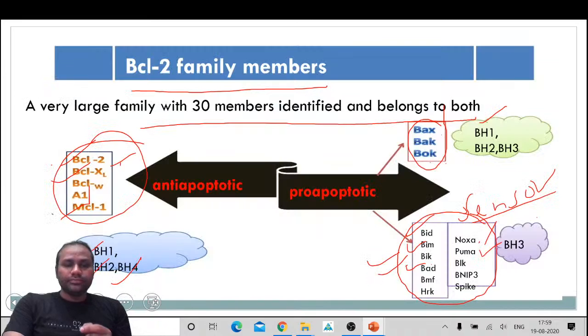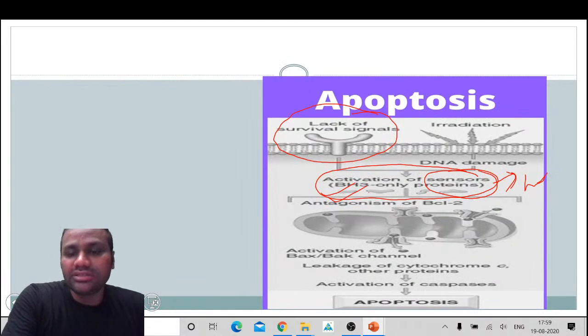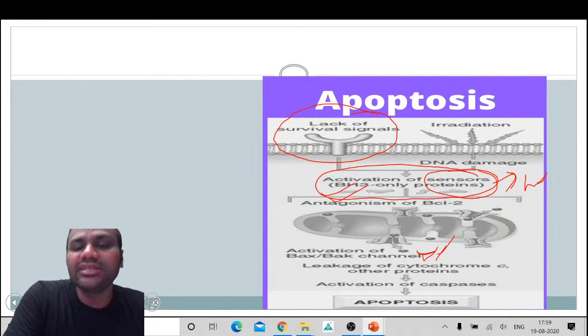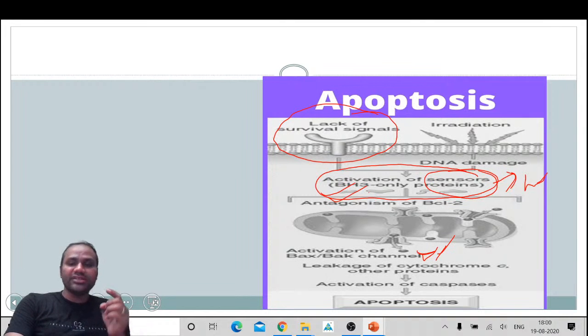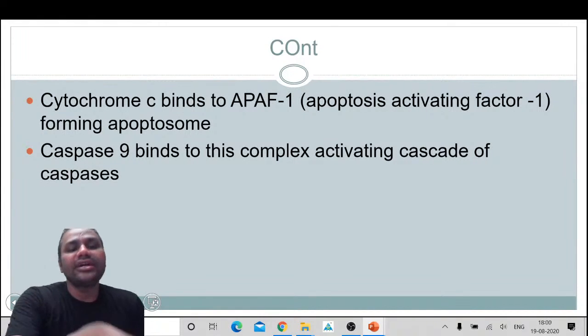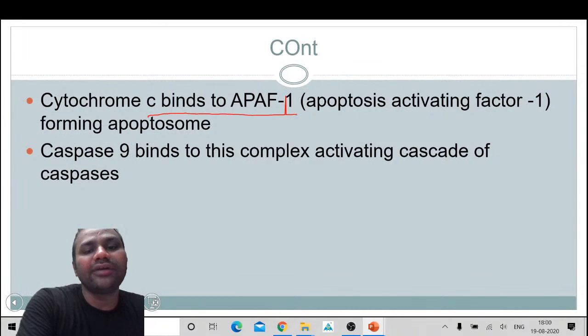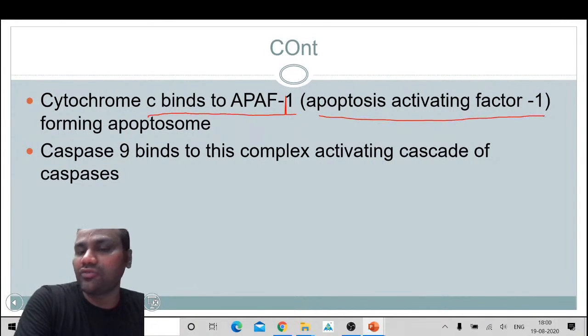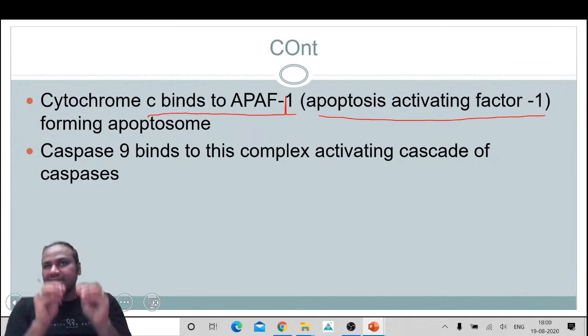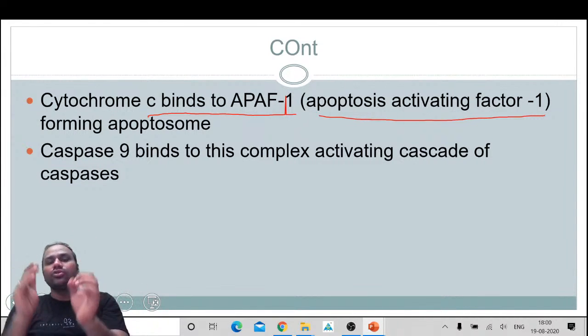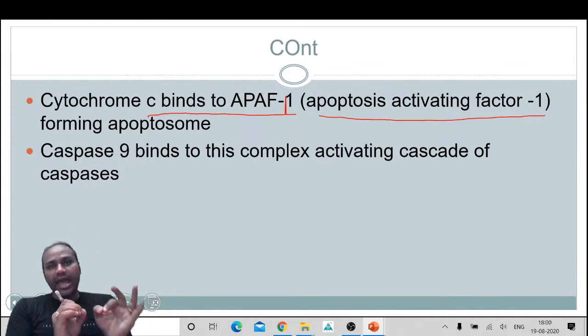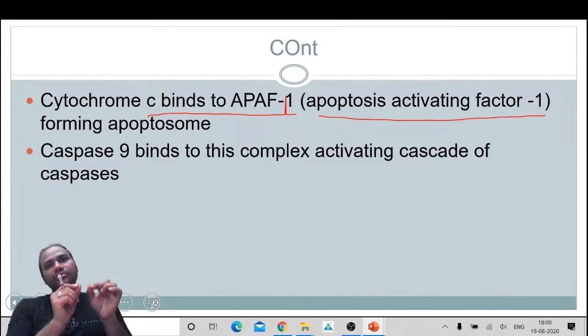Now, what happened? Hence cytochrome C will be released out. This leakage of cytochrome C, when it is released, what happens? Cytochrome C binds to APAF1, that is apoptosis activating factor 1. So firstly the sensor BH3 proteins are activated: BAD, BIM, BID, NOXA and PUMA. Those will help leakage of cytochrome C. Cytochrome C will leak out.